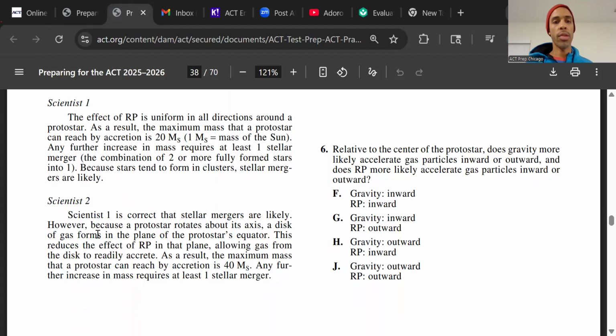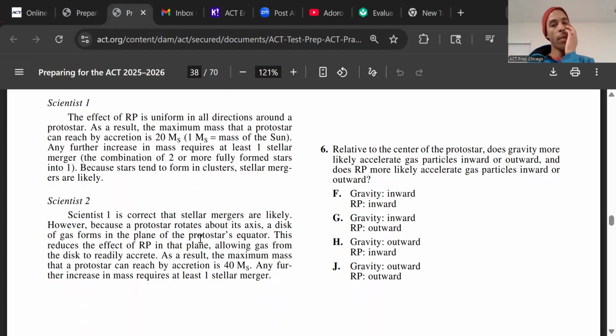Scientist two says scientist one is correct that stellar mergers are likely. However, because a protostar rotates about its axis, a disk of gas forms in the plane of the protostar's equator. This reduces the effect of RP in that plane, allowing gas from the disk to readily accrete. As a result, the maximum mass that a protostar can reach by accretion is 40. Any further increase in mass requires at least one stellar merger.